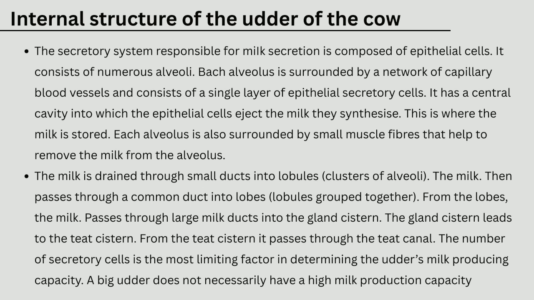The number of secretory cells is the most limiting factor in determining the udder's milk-producing capacity. A big udder does not necessarily have a high milk production capacity.